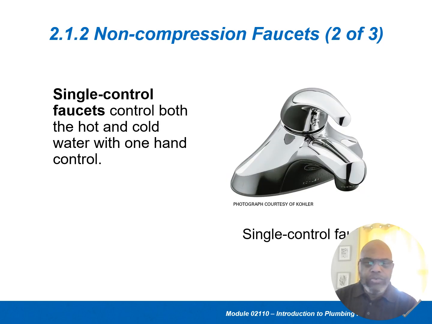Now, this is a single control. Basically, instead of having two separate knobs, there's only one knob, and based on the position you move that knob, you either get more warm water or less warm water. You turn in one direction, it will allow all hot water. Turn in the opposite direction, all cold water. Somewhere between those, it would be varying the temperature of the water by regulating the amount of hot water that is flowing to the valve.